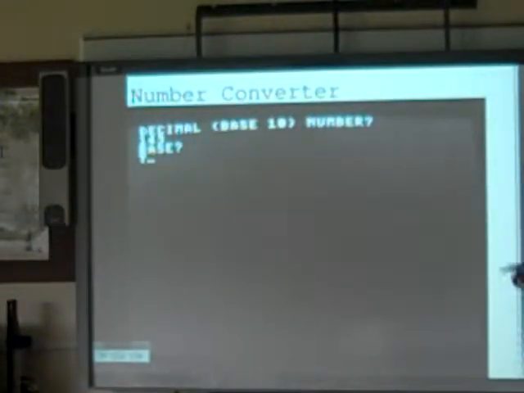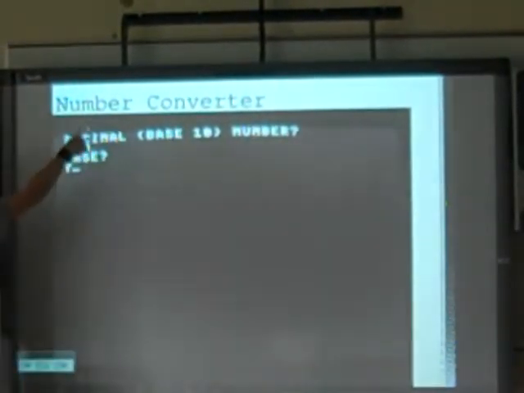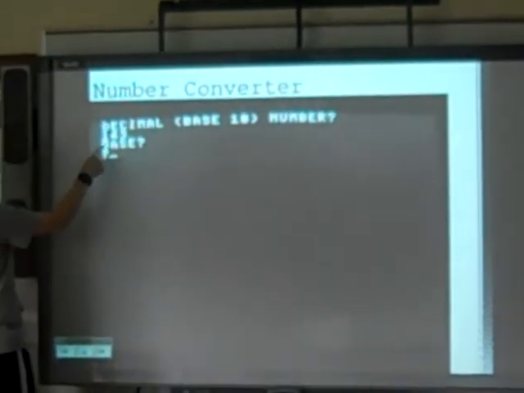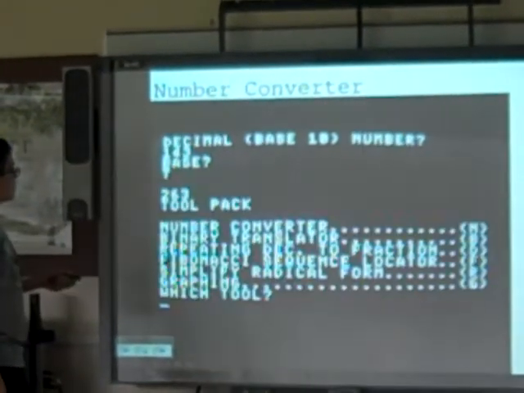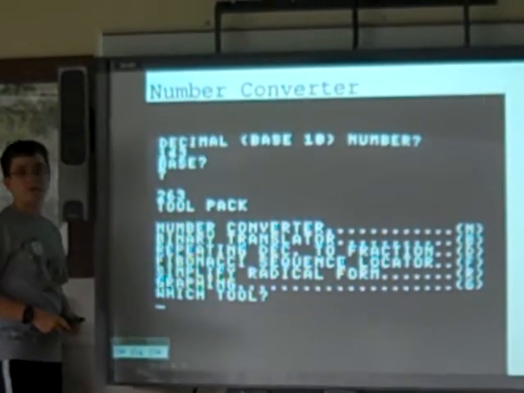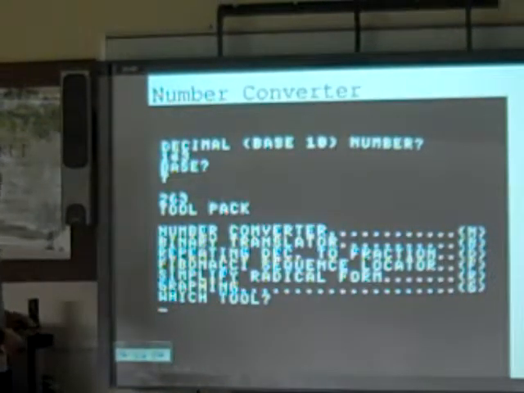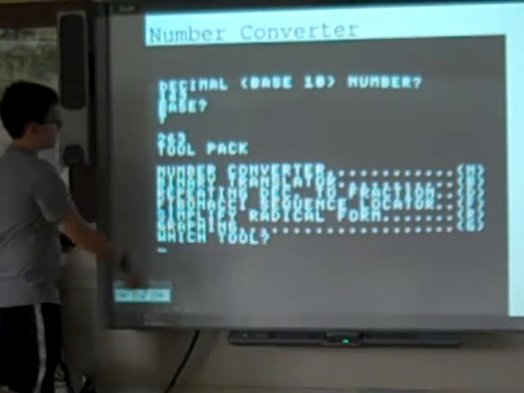You give it a decimal number in base 10, the base that we use, and a base to convert it to, and it gives you the number in the base that you asked for. So in this case, 143 base 7 is 263. And then it goes back to the menu.